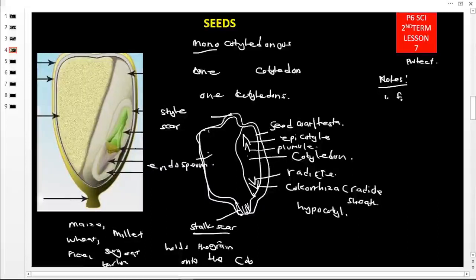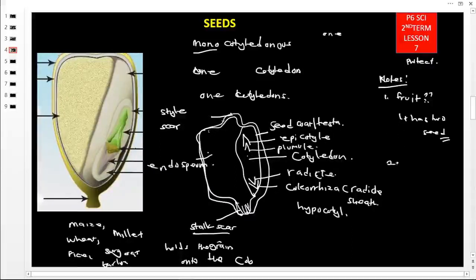Then we are going to take some brief notes about the maize grain. One, this maize grain is called a fruit. Why do we call this maize grain a fruit? It is because it has two scars. It resembles a fruit because all fruits have two scars. Remember we said a seed has only one scar, but we are seeing this maize grain having two scars. So it has the style scar and the stalk scar.